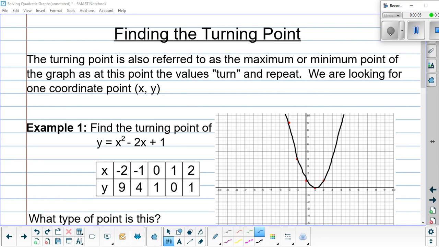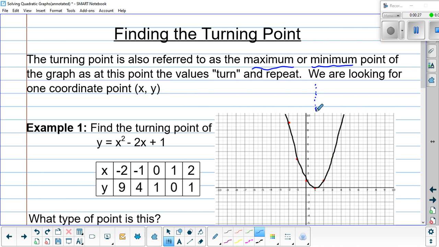We're looking at finding the turning point. The turning point is also referred to as the maximum sometimes, or the minimum point. It lies along our line of symmetry. So if we could cut our parabola in half, somewhere around there, then that is where our turning point would be.